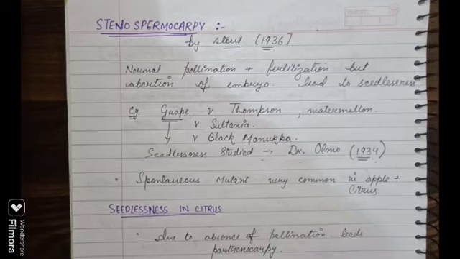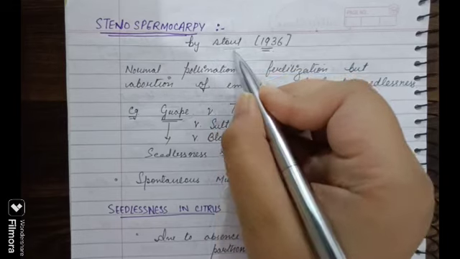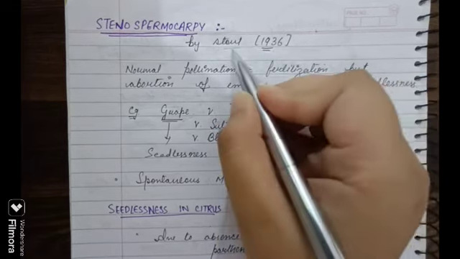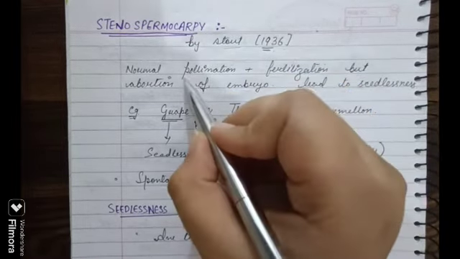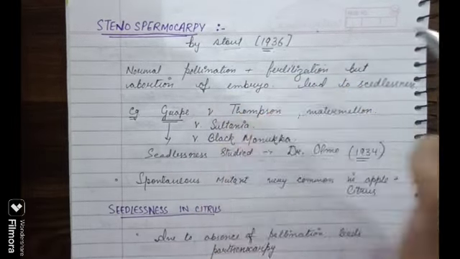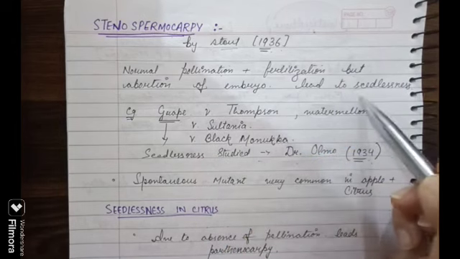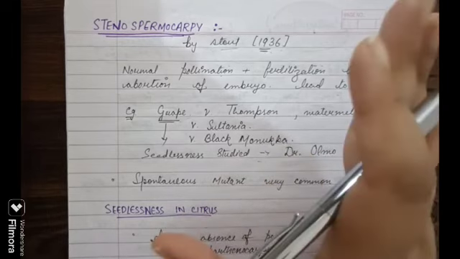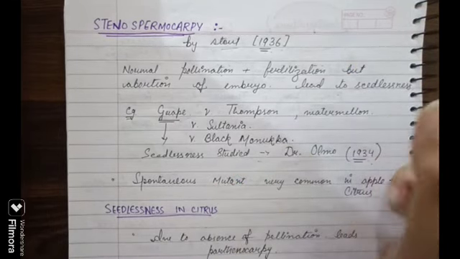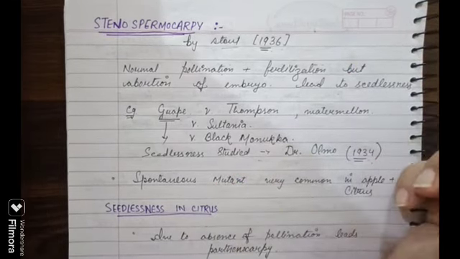After parthenocarpy, the second is stenospermocarpy, which was given by Stout in 1936. What is stenospermocarpy? It is natural pollination and fertilization, but abortion of embryo leads to seedlessness. That means pollination will occur normally, fertilization will occur, but after fertilization, the embryo will abort. Examples are grapes and watermelon.